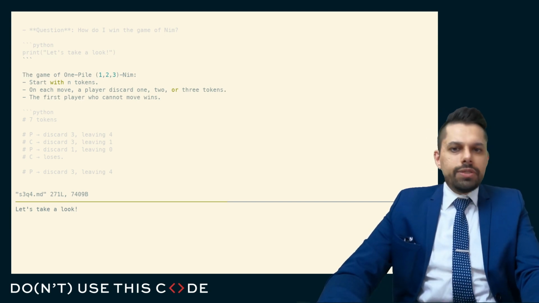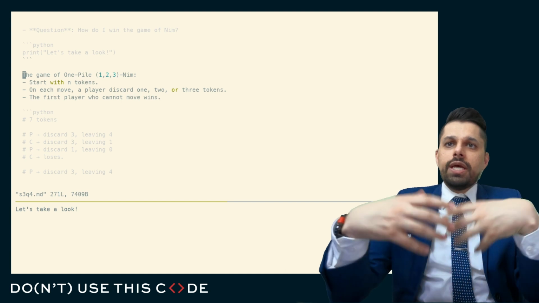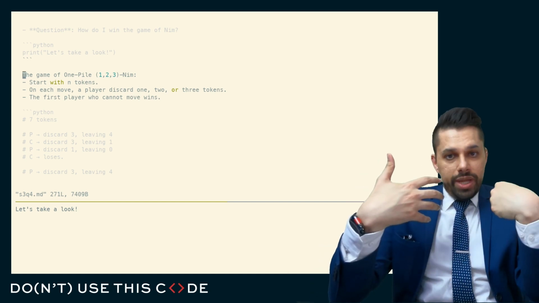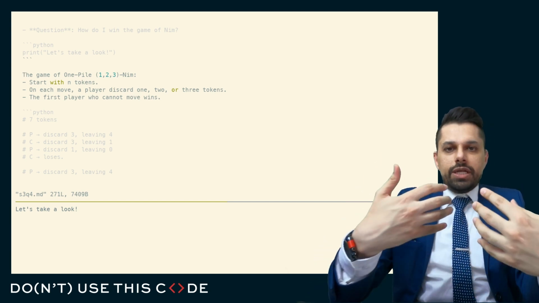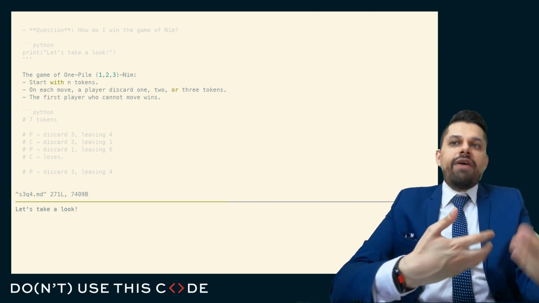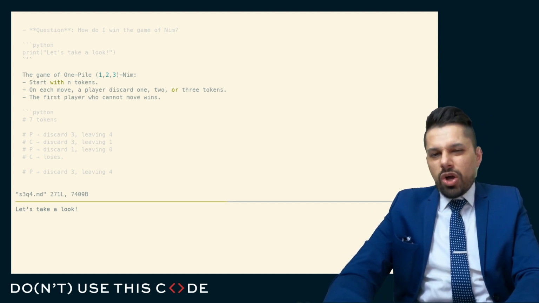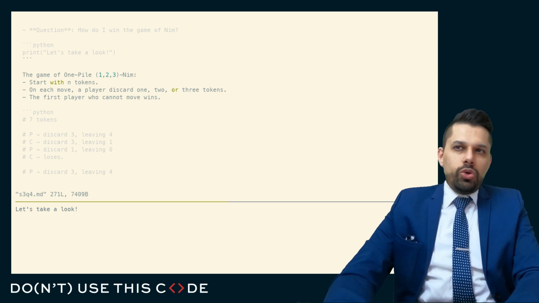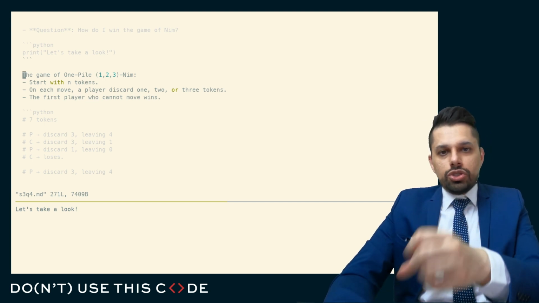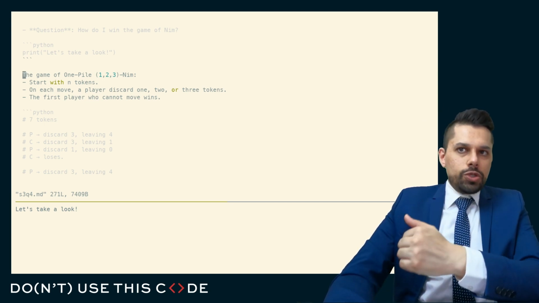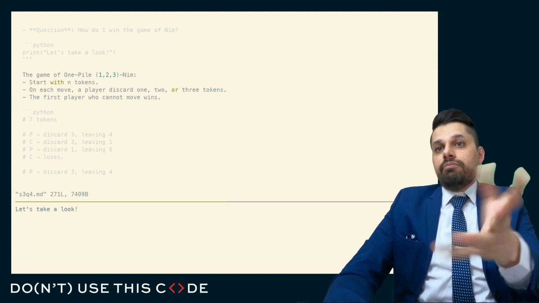You have two players and they're playing with piles of tokens. On each move, a player can throw away tokens from the piles, and the goal is to constrain the other player so they have no further moves. And so here, if we have a game of what they might call 1, 2, 3 NIM, you have a choice on each move. You can discard 1 token, 2 tokens, or 3 tokens. The first player who can't do anything loses.